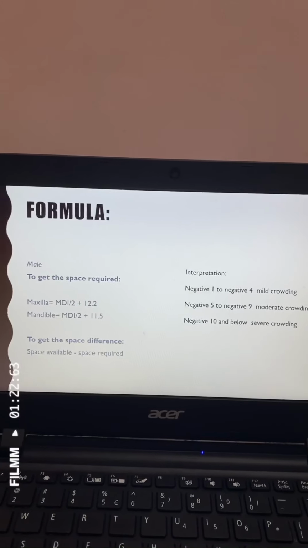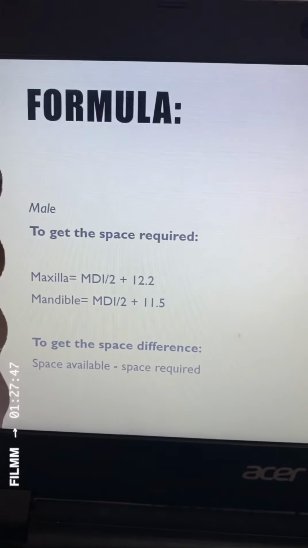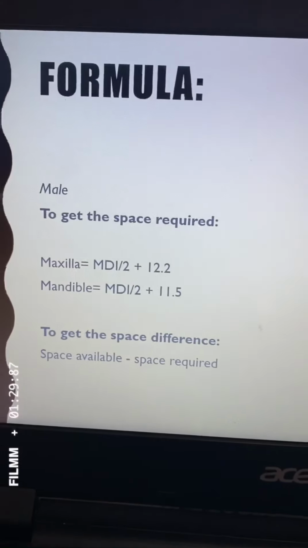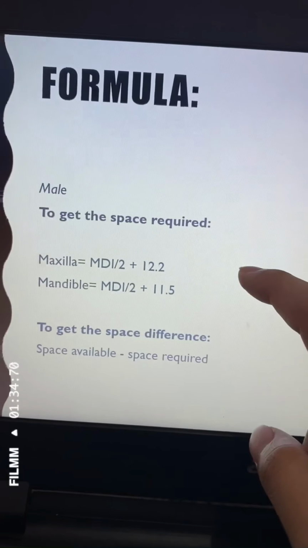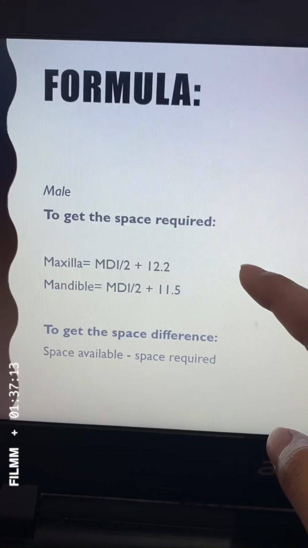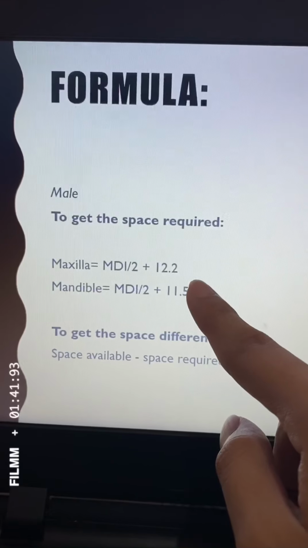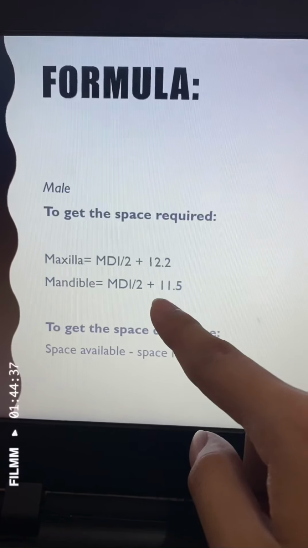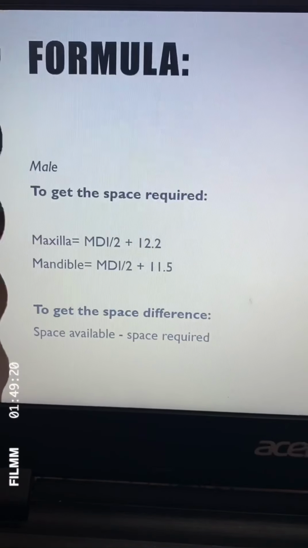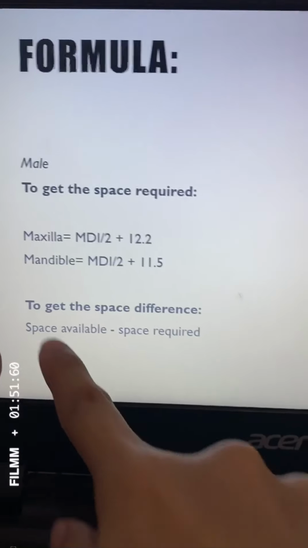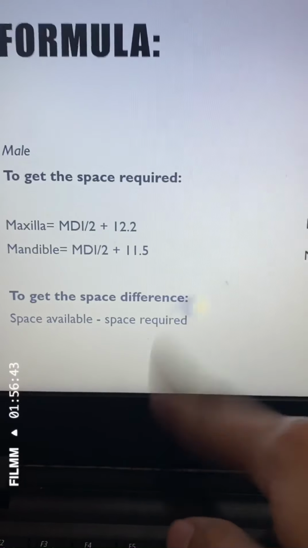Now that we know the given, we are now here to know the formula on how to get the space required first. The patient is a male, so to get the space required, in the maxilla, get the MDI, or the sum of all of the incisors, divided by 2 plus 12.2, while in the mandible, MDI divided by 2 plus 11.5. To get the space difference, all we need to do is subtract. Space available minus space required is equal to the space difference.